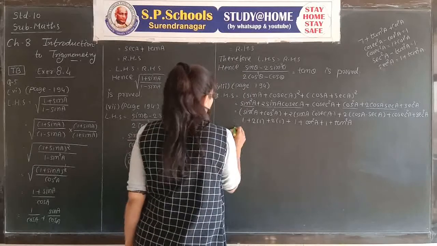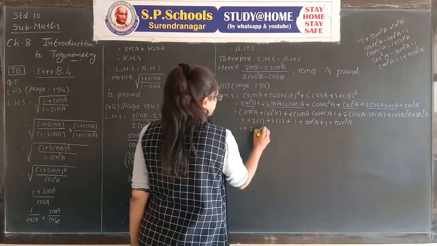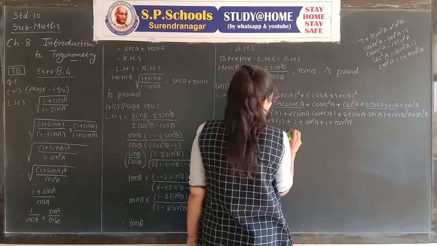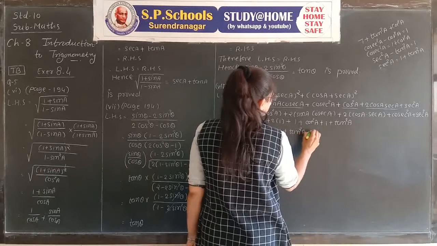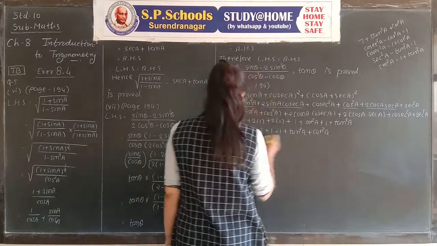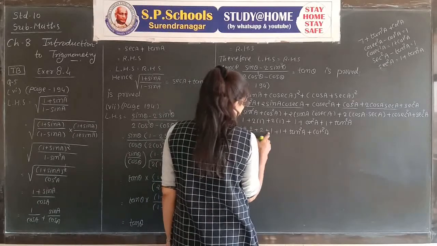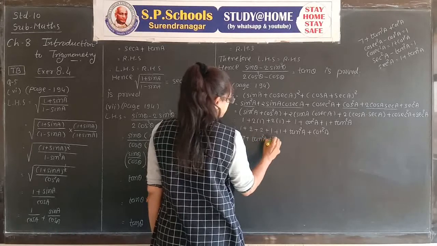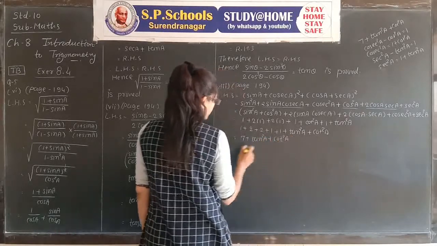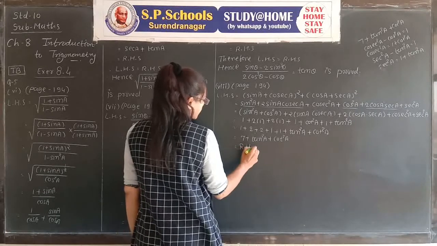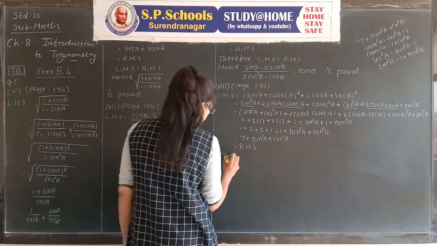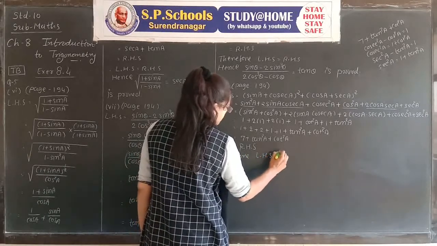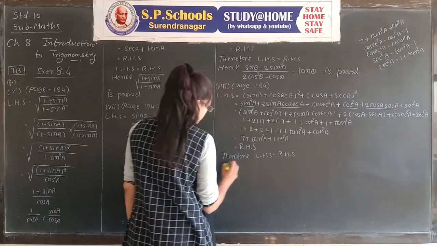Done. Now 1 as it is, 2 ones are 2, plus 2 ones are 2, plus 1, then arrange as required, plus tan square A plus cot square A. 1 plus 2 is 3, 4, 5, 6, 7. So 7 plus tan square A plus cot square A is our required right hand side. Therefore, left hand side is equal to right hand side.